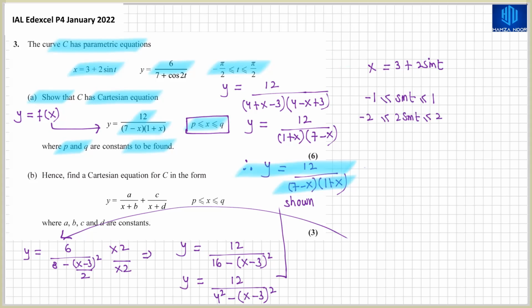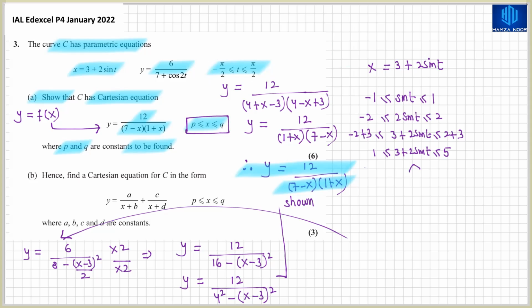So now if we translate it by the column vector (0, 3), 3 plus 2 sine t is greater than or equal to -2 plus 3, less than or equal to 2 plus 3. So 3 plus 2 sine t is greater than or equal to 1, less than or equal to 5. This is the range of x = 3 + 2 sine t.